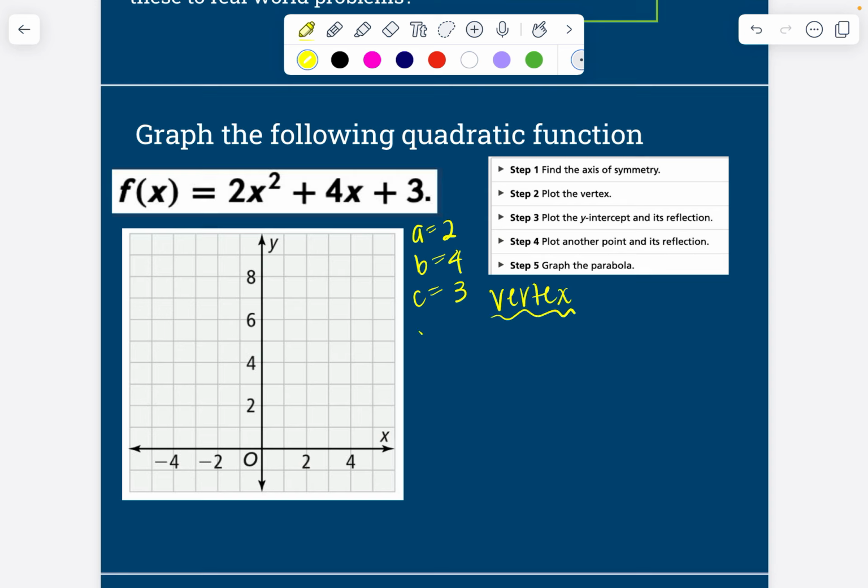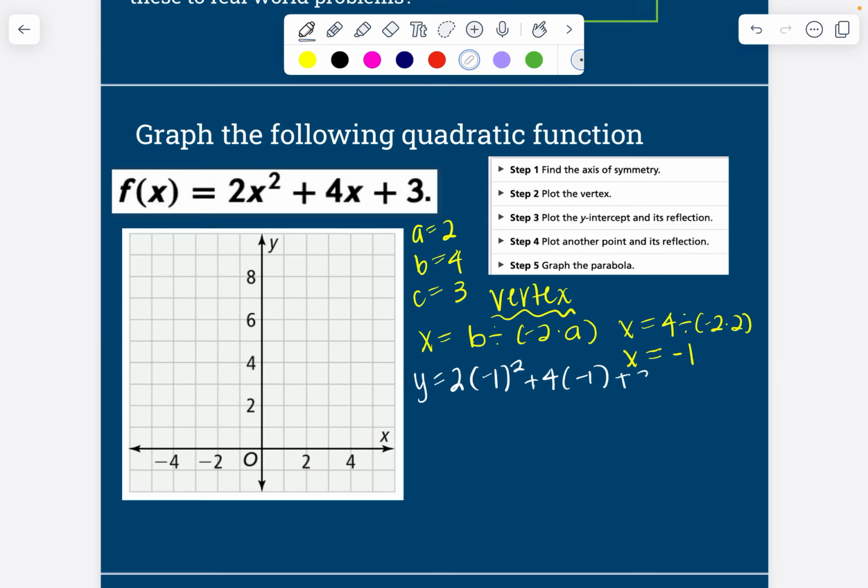So remember the x value of our vertex is b divided by negative 2 times a. So the x value of our vertex then is 4 divided by negative 2 times 2, which means the x value of our vertex is negative 1. To find the y value of our vertex, then we plug negative 1 into our original function. Make sure you put it in parentheses. So 2 times negative 1 squared plus 4 times negative 1 plus 3 gives us a y value of 1. So our vertex is at negative 1, 1.